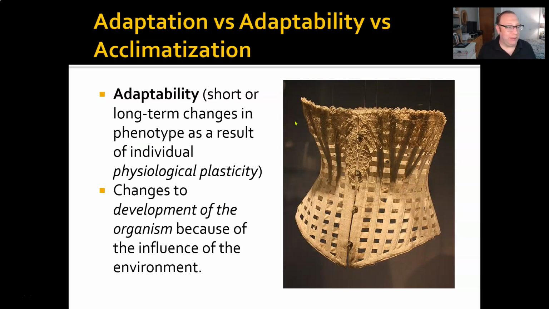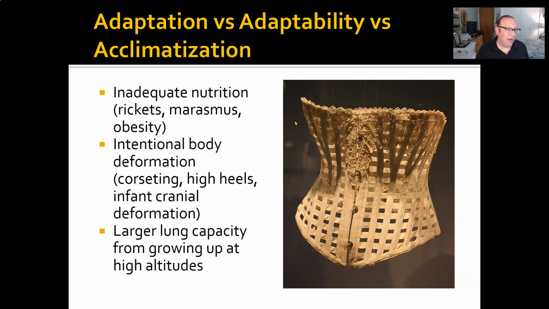Finally, we've got adaptability. Adaptability is either a short or long-term change in phenotype as a result of individual physiological plasticity. Actually, oftentimes these are very long-term and possibly permanent changes, because they are changes to the development of the organism. The environment influences the organism during development, and those changes last. Inadequate nutrition during development, you can get diseases like rickets, which will deform the bones. Same with marasmus.